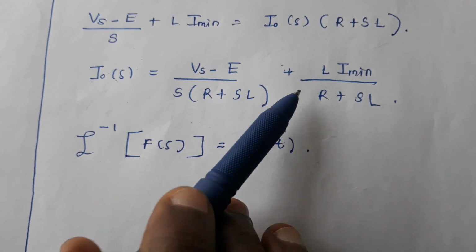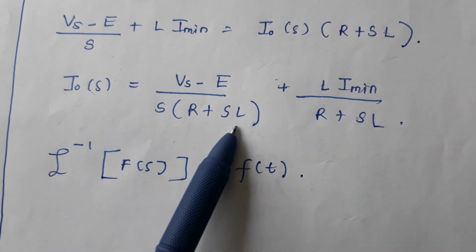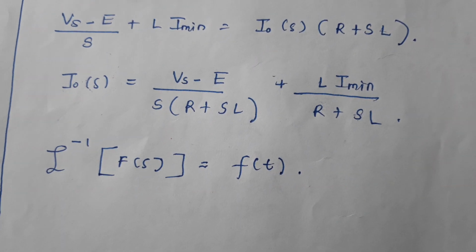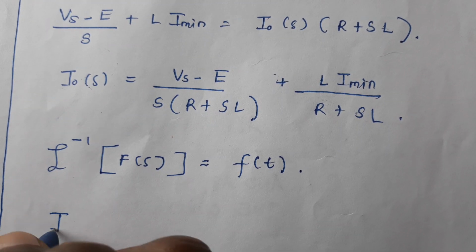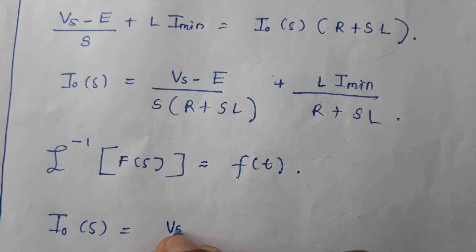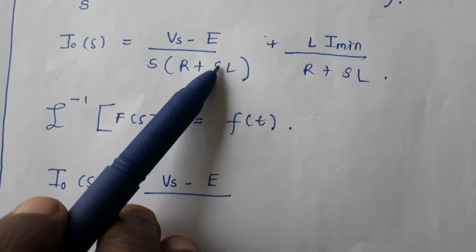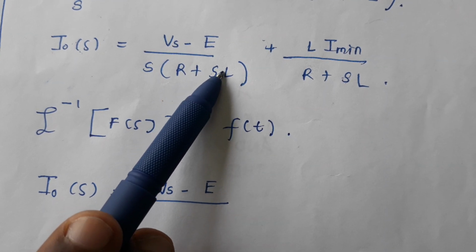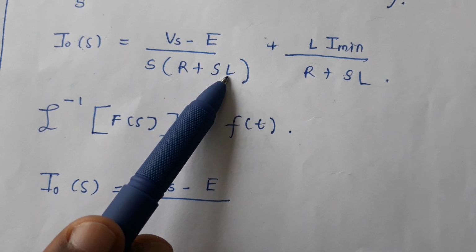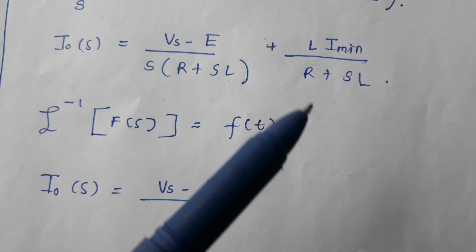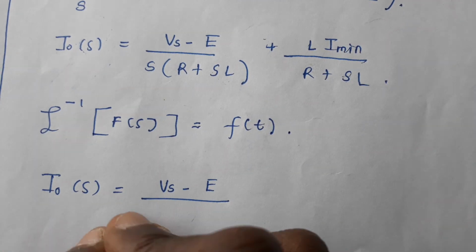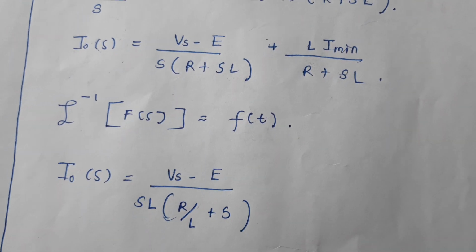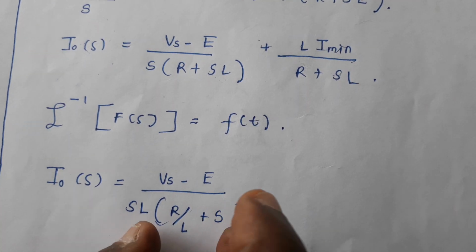Now, for us to obtain the inverse Laplace transform of this function, we need to put these denominators in a standard form. So we have I of s equals Vs minus E. Then for this to be in standard form, this s must be alone. It must have a coefficient of 1. So we can take L outside, so we'll have SL, and here we're going to have R over L plus S. So this way we can obtain the inverse Laplace transform.